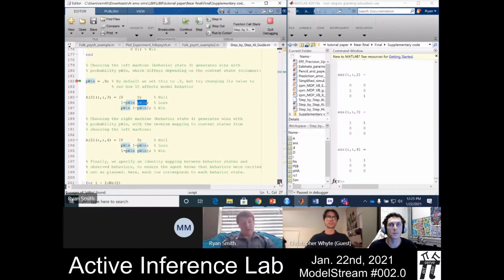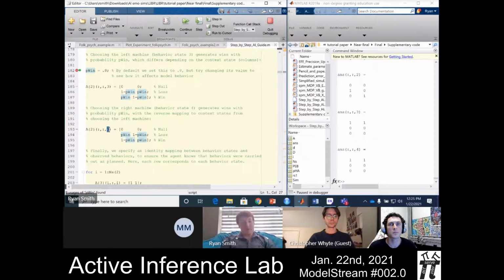In contrast, if I'm in the right better context, and I choose the right machine, then the right column here should generate a win with high probability. So this is just saying if I choose the right machine, that's the 4, and I'm in the right better context, which is the right column, then I have a high probability of winning. And vice versa up here if I choose the left one.